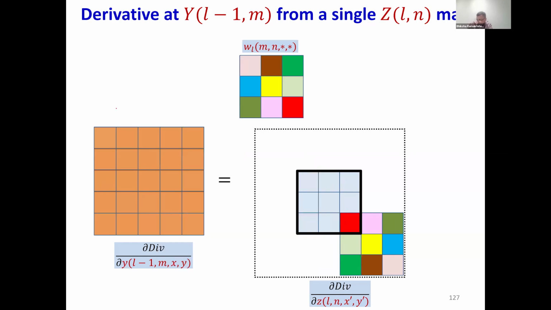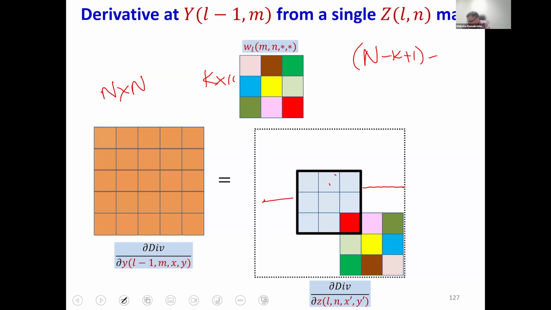If this was, say, n cross n, and this was k cross k, then the z is going to be n minus k plus 1 times n minus k plus 1, right? But then when I pad it with k minus 1 zeros on both sides, it becomes plus 2 times k minus 1. So this becomes n plus k minus 1 after padding, right? Yes or no?